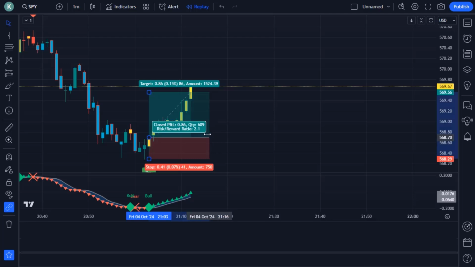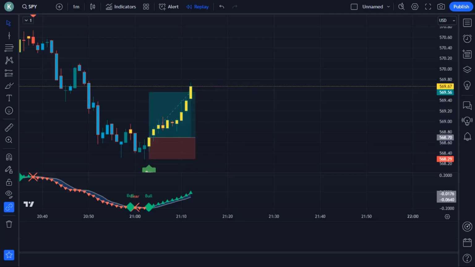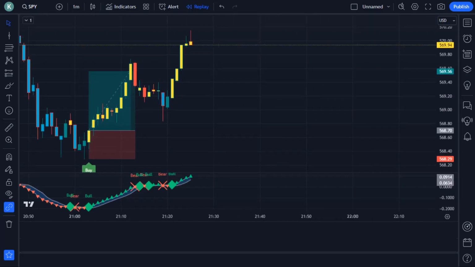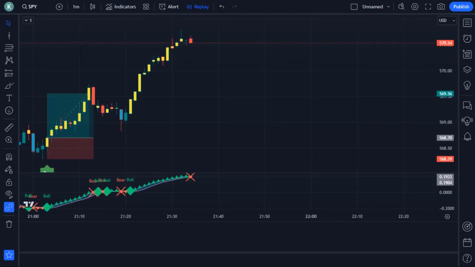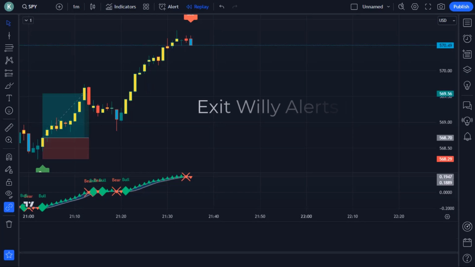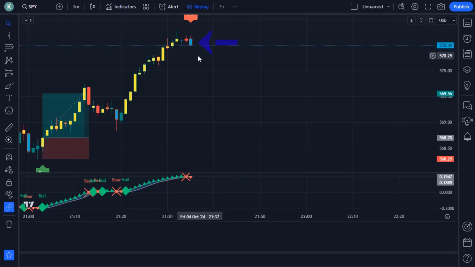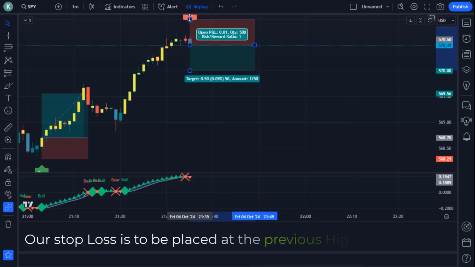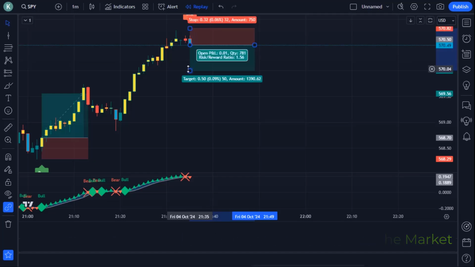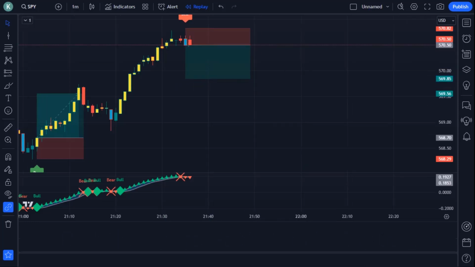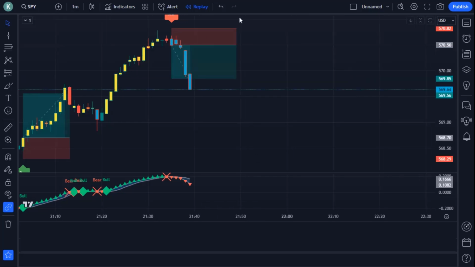Let us now understand the short position. When the exit Willy alerts indicator gives us a sell signal, when the easy entry/exit trend should be bear trend, when the market forms a blue candle, if this condition is fulfilled, then we will place a sell order. Our stop loss is to be placed at the previous high of market, and the risk to reward ratio will be 1:2. The market has completely hit the target.